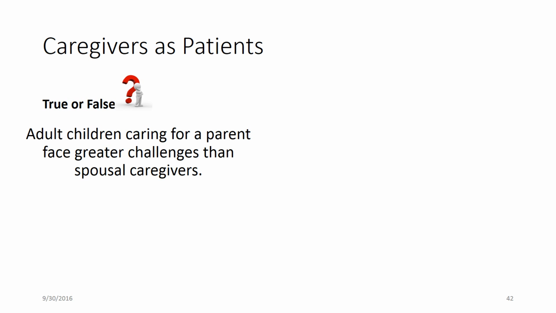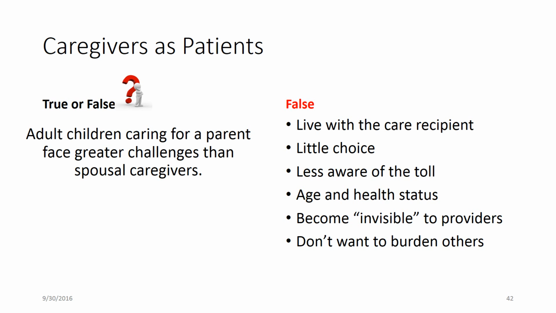True or false? Adult children caring for a parent face greater challenges than spousal caregivers. This is false. Spousal caregivers actually experience much greater challenges, in part because they live with the care recipient. They feel they have little choice in the matter. They're less aware of the toll that it takes on them, and they often become invisible to providers.